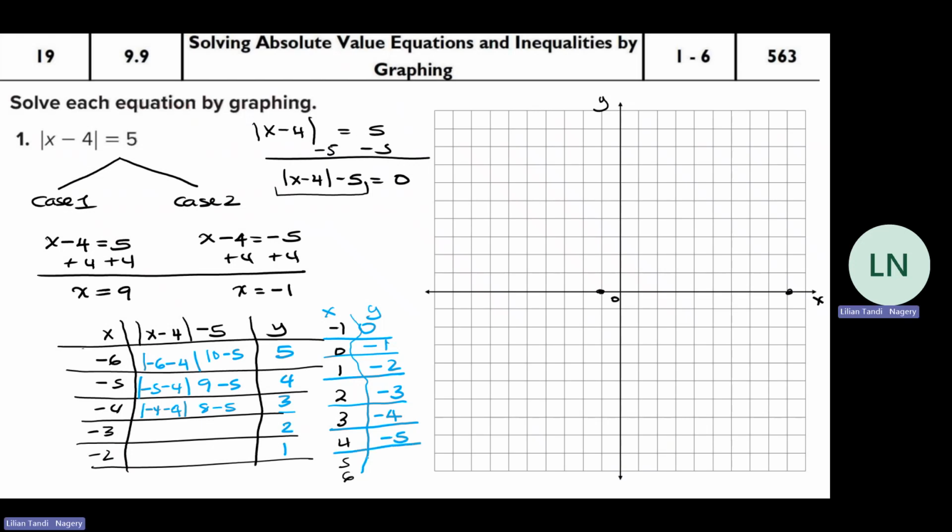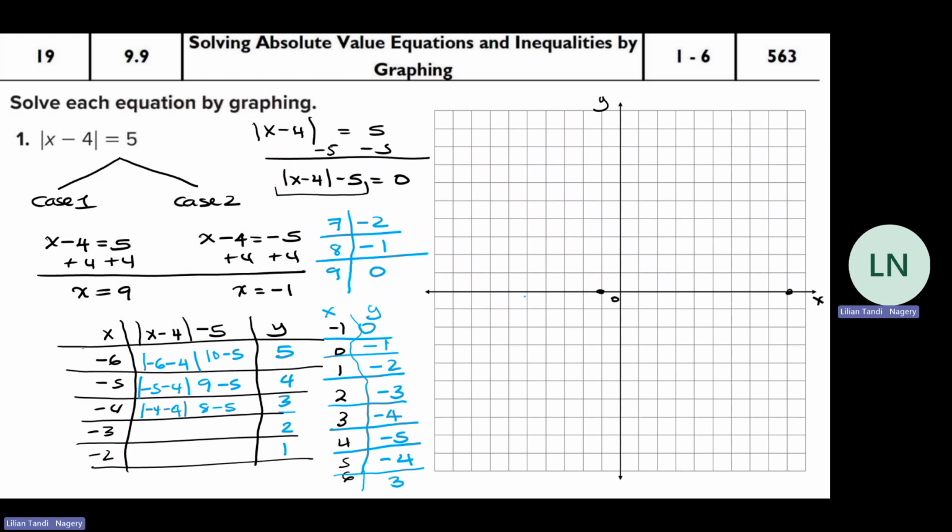Okay. 5 minus 4, that is 1. And then 1 minus 5, that is negative 4. Okay. Then I continue. 6 minus 4 is 2. 2 minus 5 is negative 3. And I'm going to do it for 7. 7 minus 4 is 3. 3 minus 5 is negative 2. Then I'm going to do it for 8. 8 minus 4 is 4. 4 minus 5 is negative 1. I'm going to do 9. 9 minus 4 is 5. 5 minus 5 is 0. Okay, all right, those are enough.